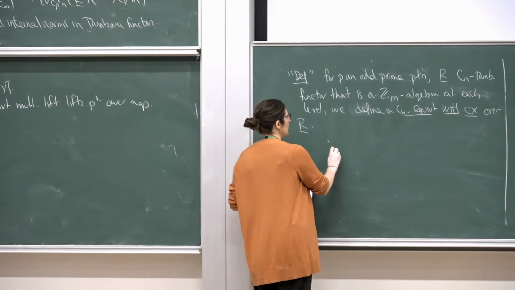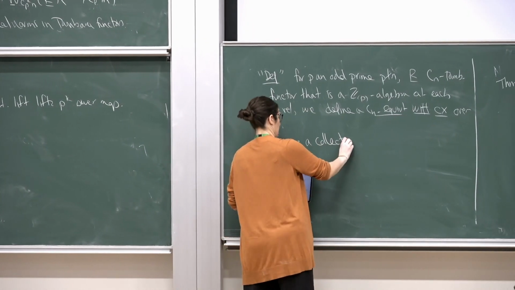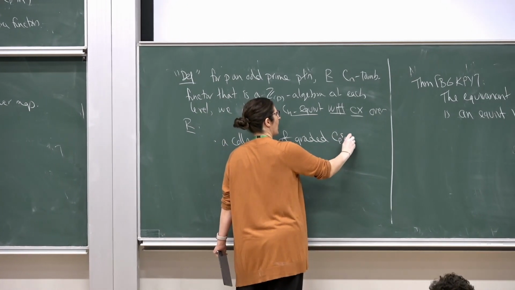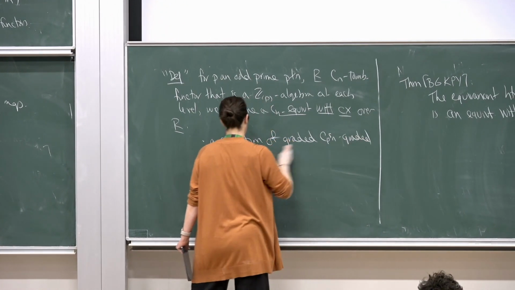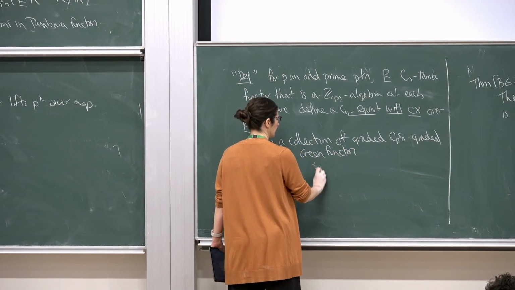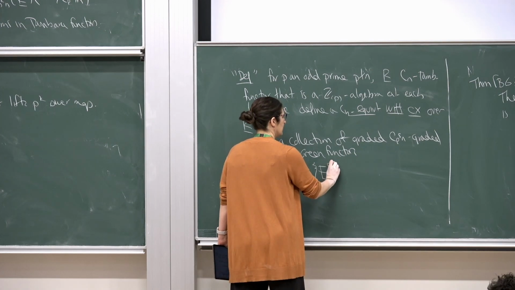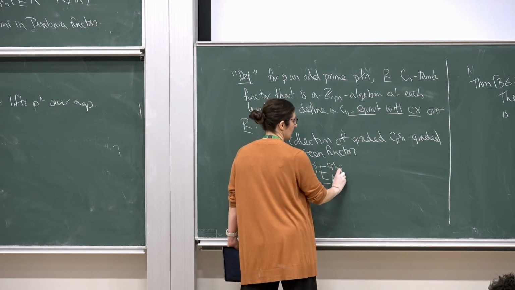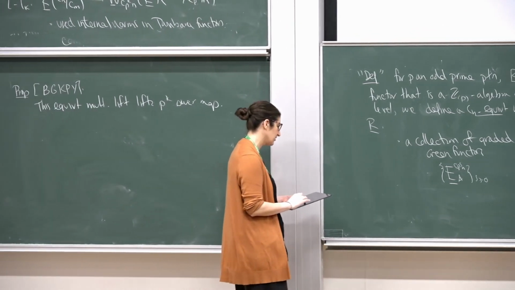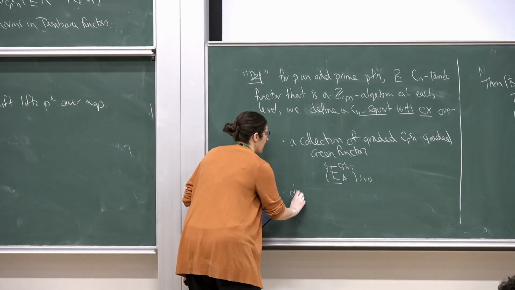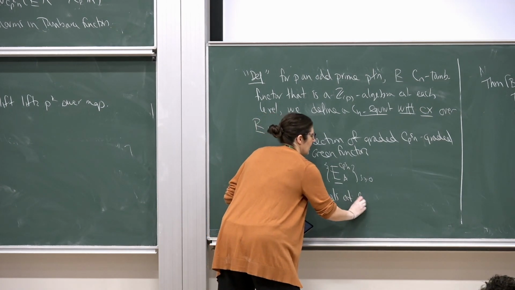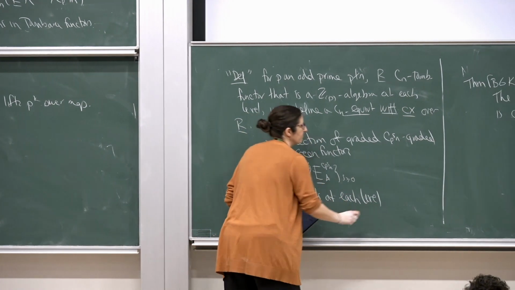So what is this thing? It's a collection of graded Green functors, so C_{p^n}-graded Green functors. They have to be compatible in some sense, but I'm going to write them as E^* C_{p^s} for all s greater than or equal to 0. So I have this collection of graded Green functors. I have differentials at each level of my Green functors.